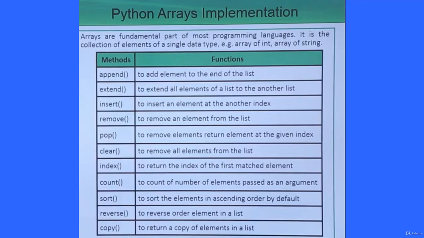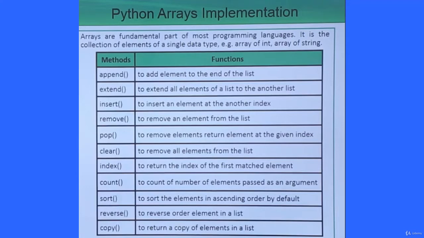Next is sort, to sort the elements in ascending order by default. Next is reverse, to reverse the order of elements in a list, so the order of elements that was there initially will be reversed after applying this reverse method. Next is copy, to return a copy of the elements in a list. So these are the different methods and their respective functions we have discussed. I think it would be better if you go for a demonstration.